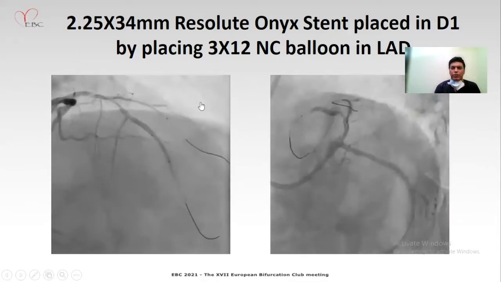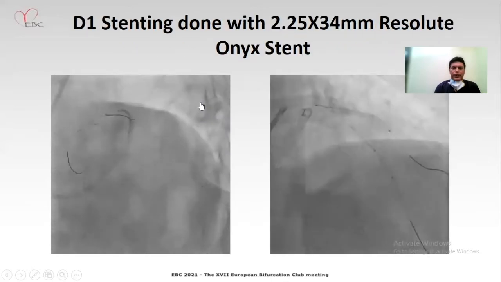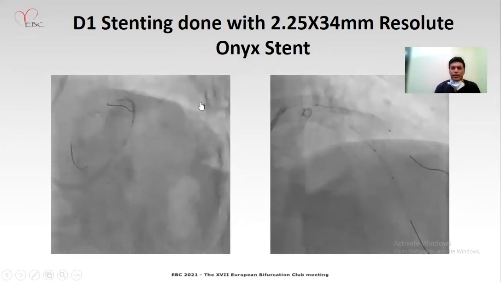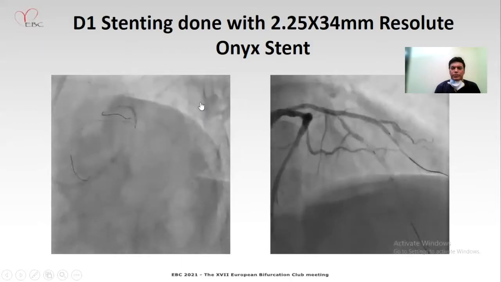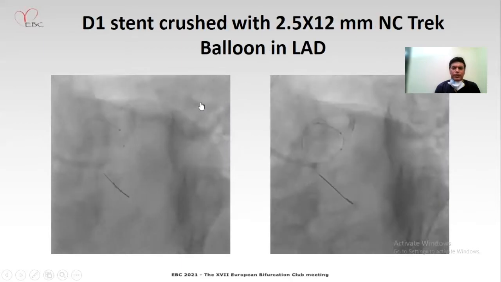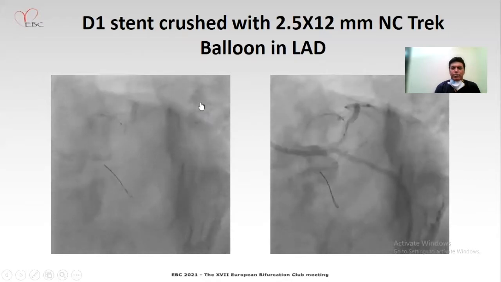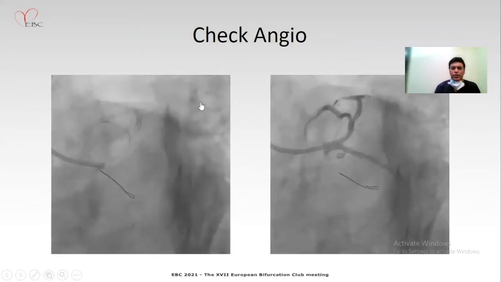We kept the 3 mm balloon in the LAD to crush the stent, and the D1 stent crushing was done with the 3 mm balloon. This is the implantation of the stent in the D1, slightly extended into the LAD and crushed with the 2.5 and then 3 mm balloons. And this is the angiogram after crushing.